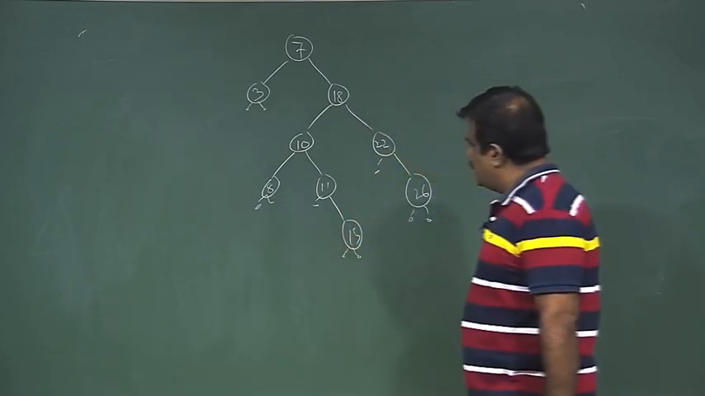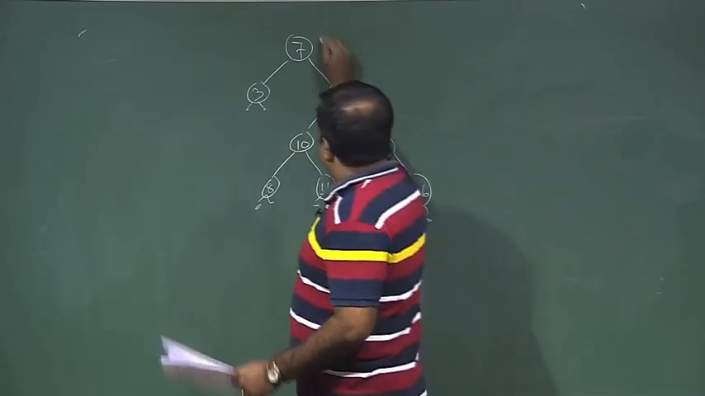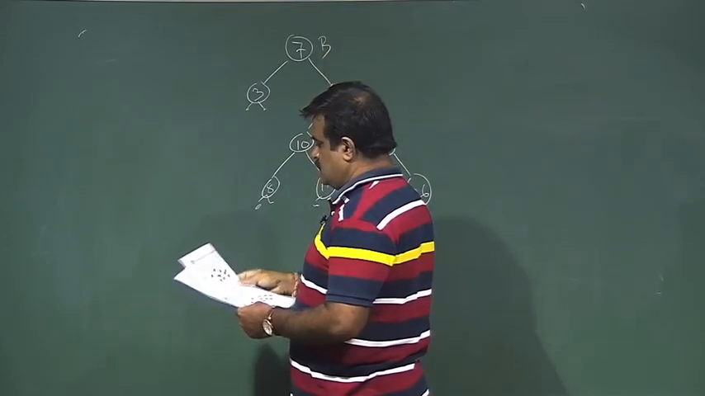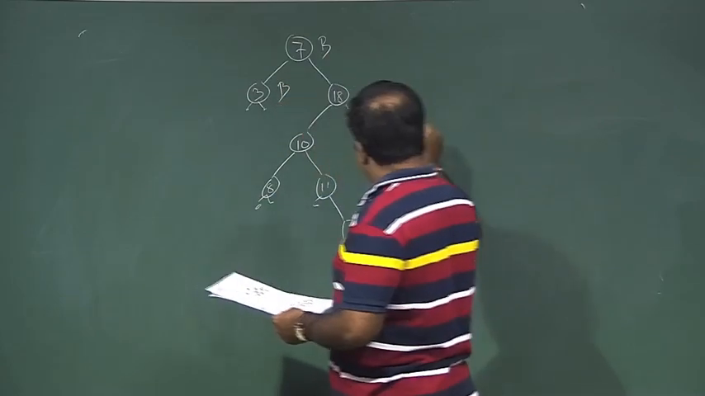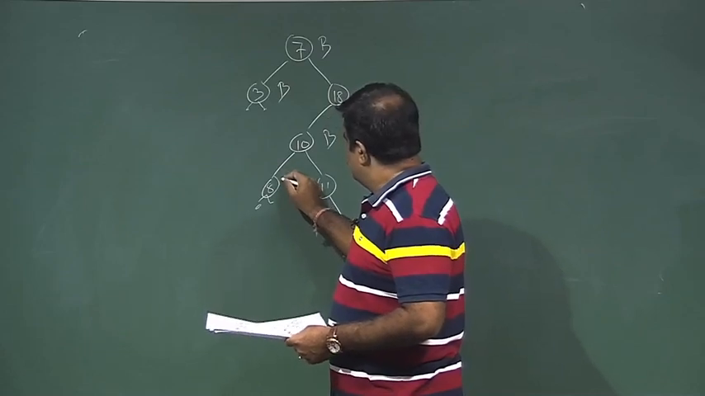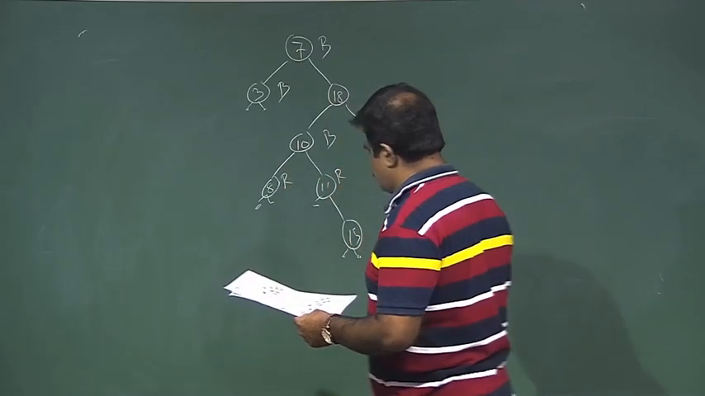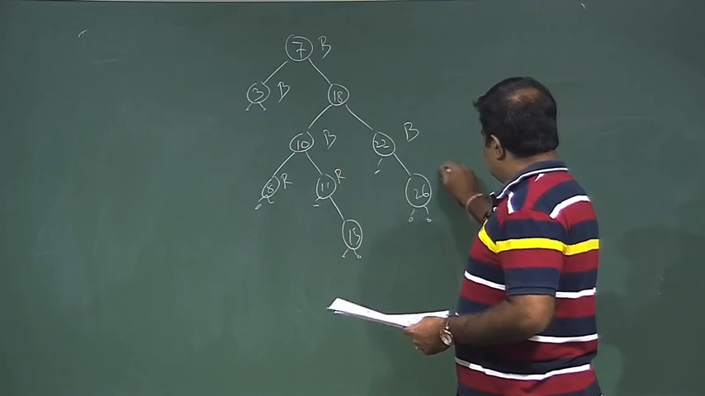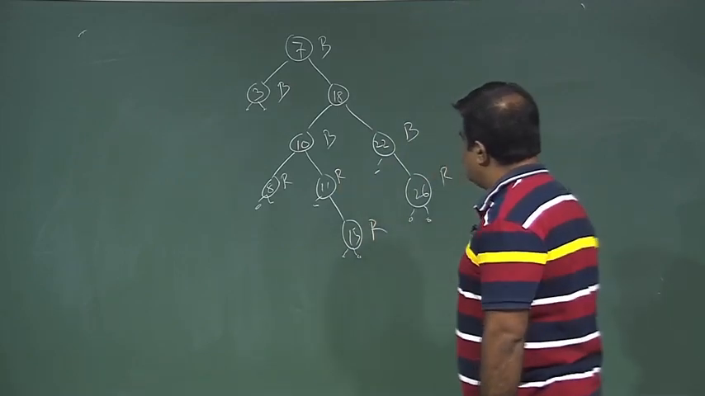The nils over here, and let us give the color also. This is black, this is black, this is black, this is black. Now, this is red, this is red, and this is also red. Now, we just make this to be red.